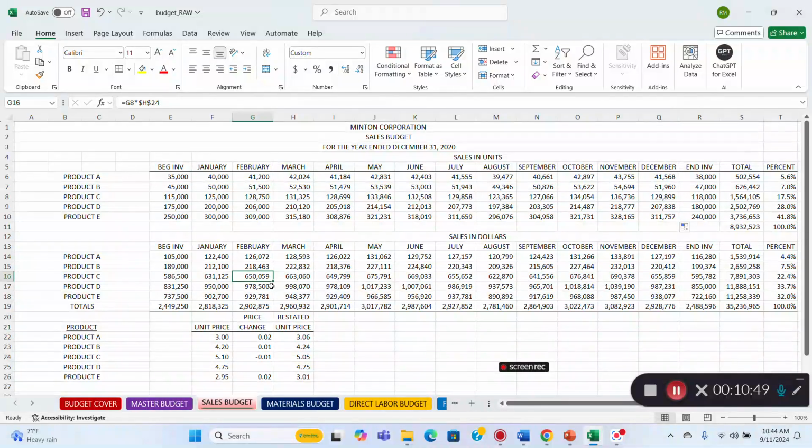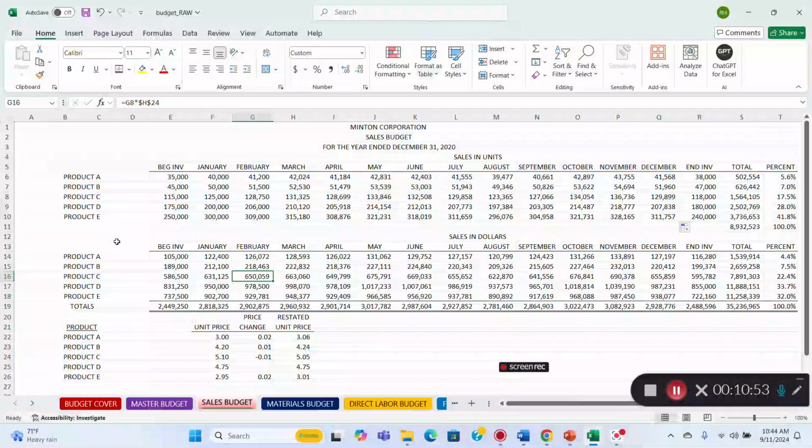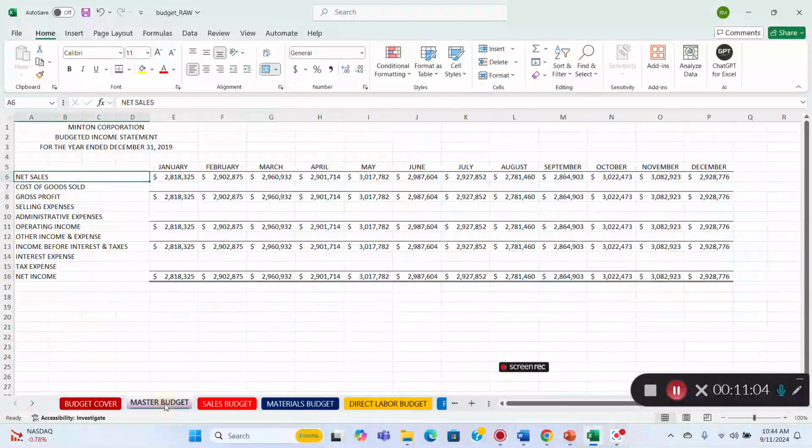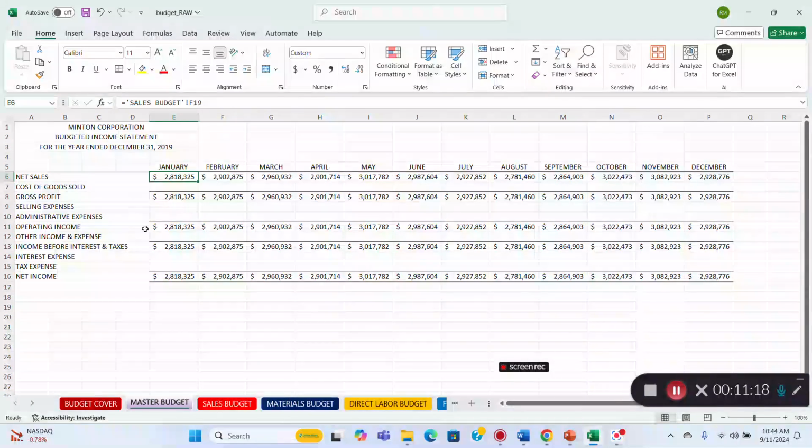Okay. And so the way that this is supposed to work, I hope that it works this way. When I look at my January sales here of $2,818,325, if I come back over to the master budget, I see $2,818,325. And that would have been true for all of them. Now at this point, I don't have cost of goods sold in here yet.